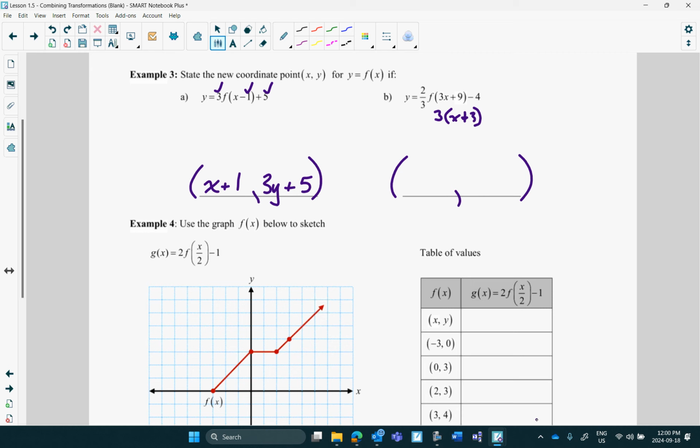Anyway, okay. 2/3. Yeah, multiply every y by 2/3. I'm just going to go from left to right, but you're right, the 3 inside: multiply every x by 1/3. The plus 3 means subtract 3. Excellent. And minus 4 on the ones. Good.